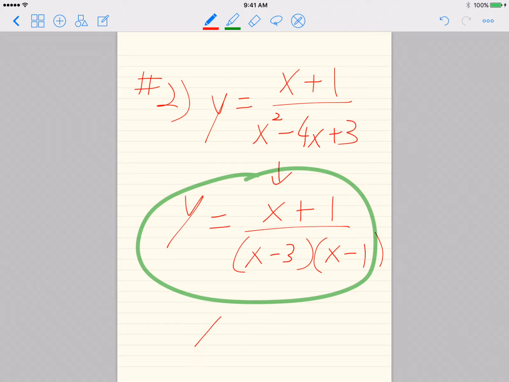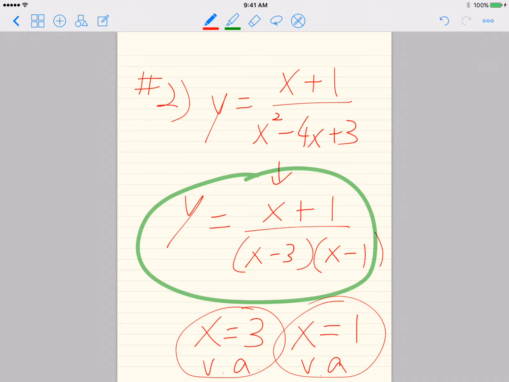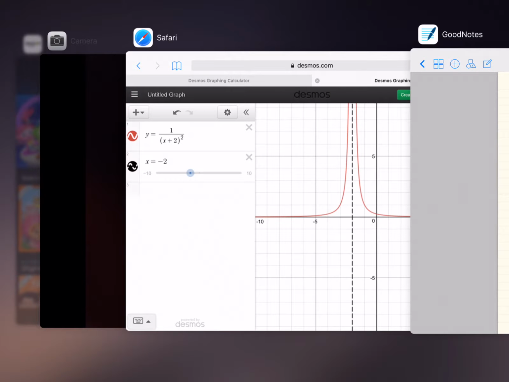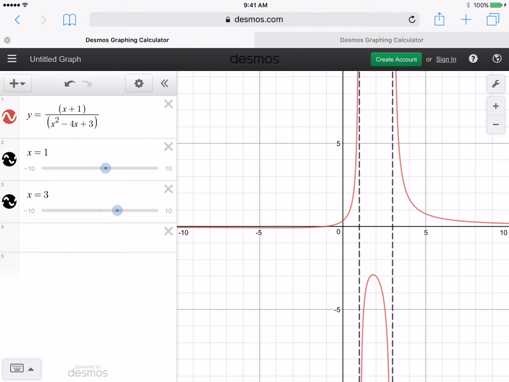As you can see, x equals 3 and x equals 1 are going to be your vertical asymptotes. These are the values that x cannot be. So these are the x values of discontinuity. Once again, these are your vertical asymptotes, and you could verify this with your graphing calculator or decimals.